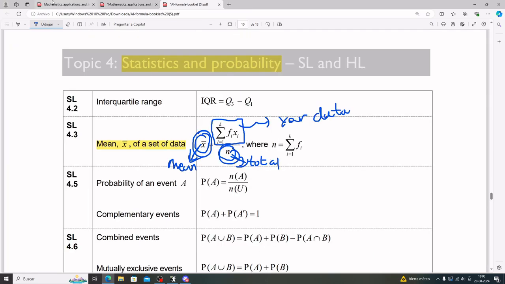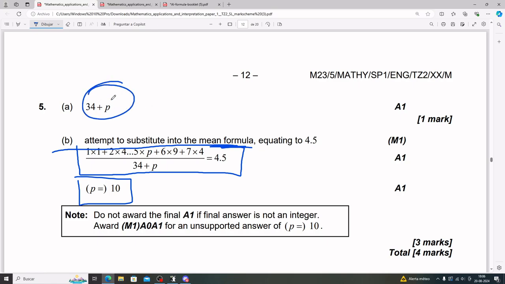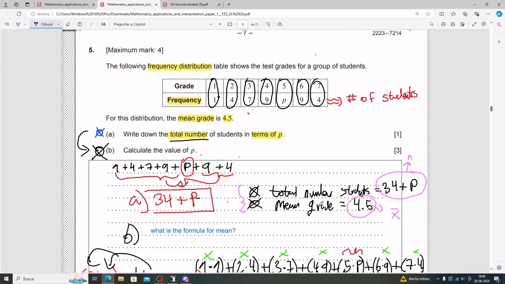Let me just double check with the answer key over here. But look at that, p equals 10. We followed the same formula. It's essential that you use the mean formula here. See? 34 plus p. I'm just showing you the answers so that you trust this guy online. Not that you should trust guys online, but at least for this math problem you can. That's how you solve number 5.